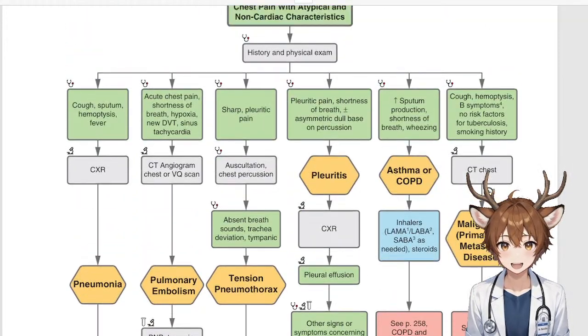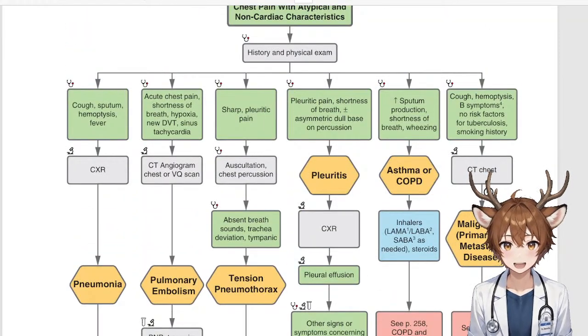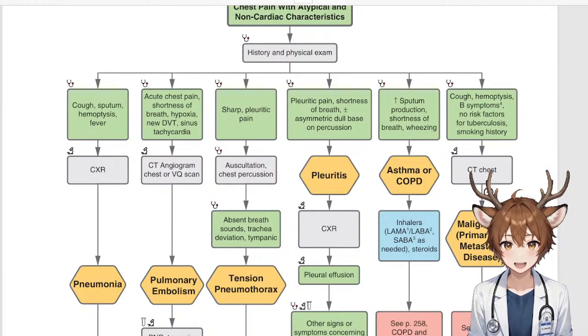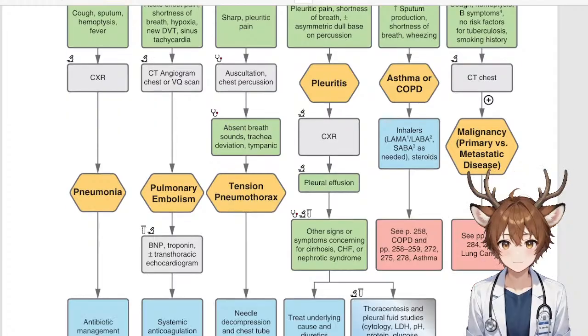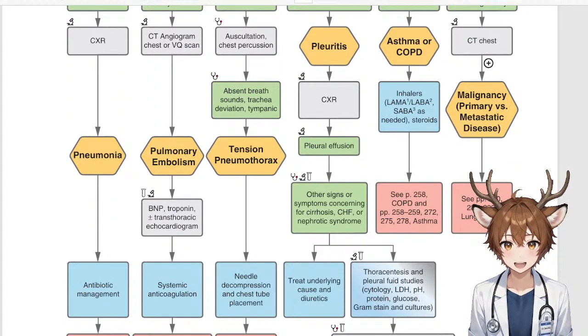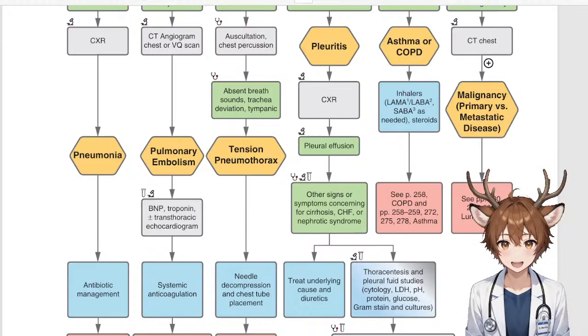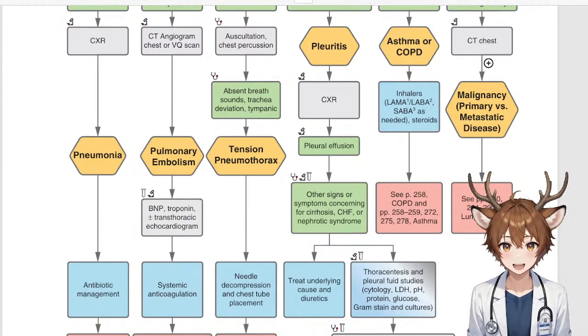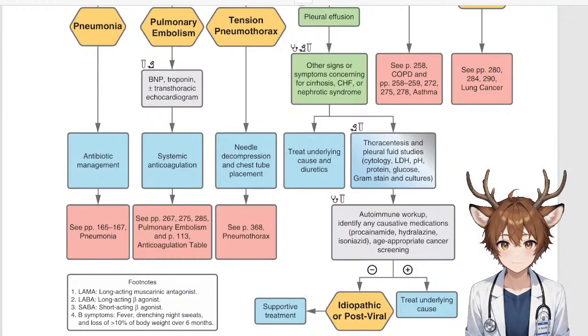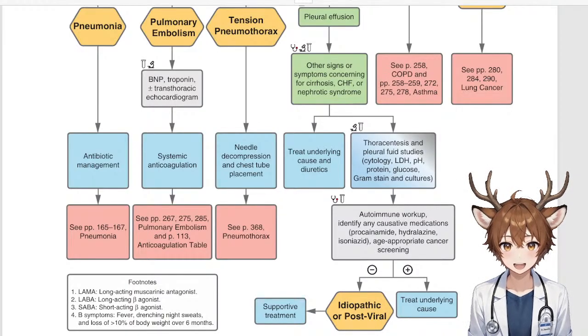After that, let's say we have something like this. Pleuritic pain, shortness of breath, plus or minus asymmetric dullness to percussion. What do we think? Pleuritis. Do a chest x-ray. In that case, you might have pleural effusion, in which case other signs or symptoms concerning for cirrhosis, heart failure, or nephrotic syndrome. In that case, you could either treat the underlying cause with diuretics.